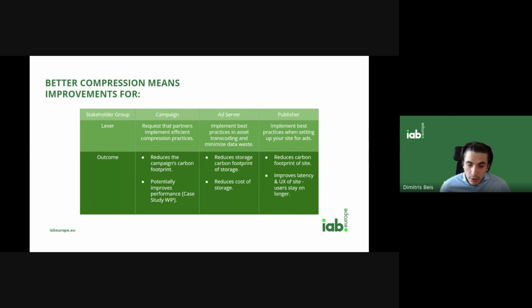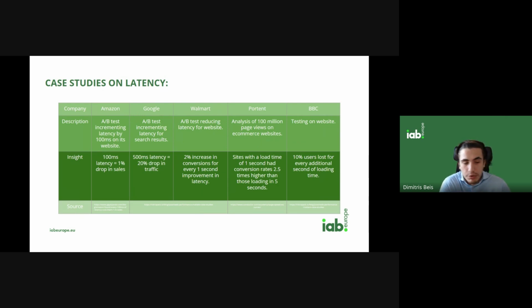Now, looking at some of the prior work on latency, we can look at a few different examples and case studies where we have meaningful insights. First of all, A/B tests on Amazon. This is one of the most cited studies back from 2006. They observed that 100 milliseconds, 0.1 seconds of latency results in a 1% drop in sales. Google did something similar for search results. A half a second was a 20% drop in traffic. Walmart did the same kind of A/B test where they tried to reduce latency and noticed that there was a 2% increase in conversions for every 1 second improvement in latency.